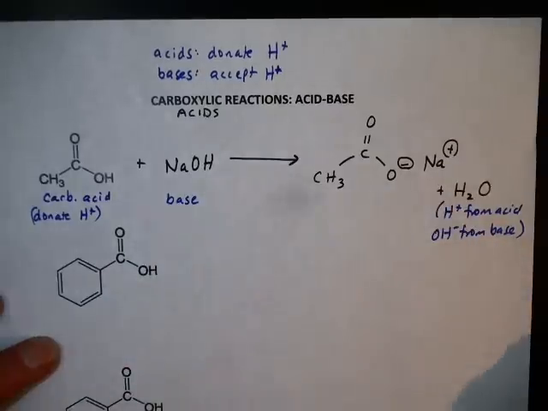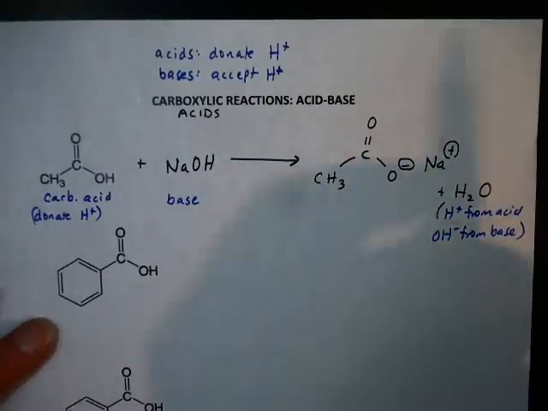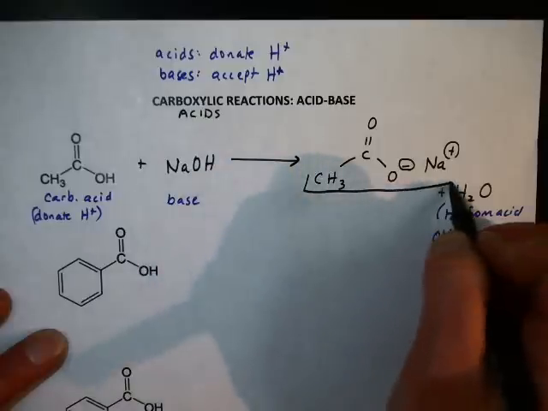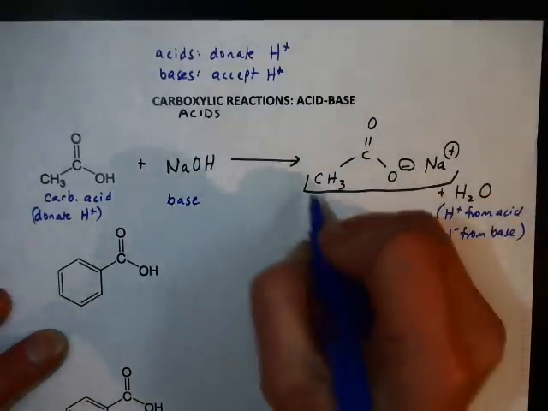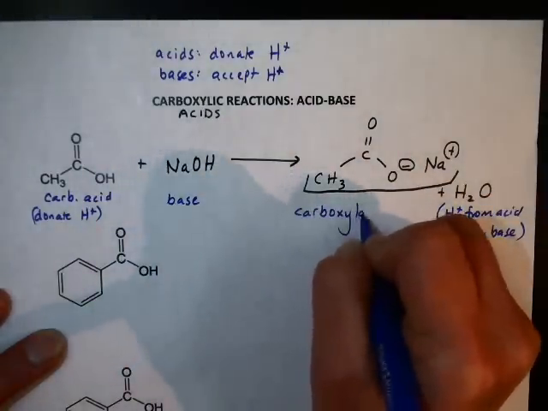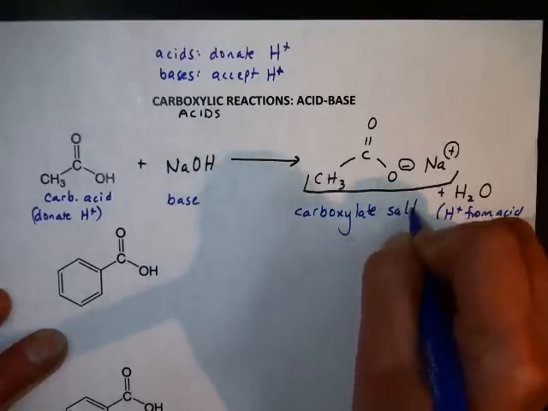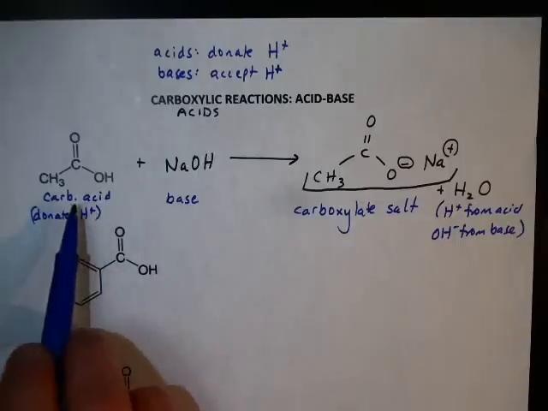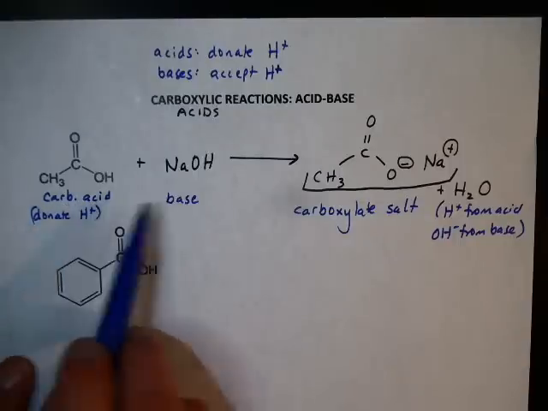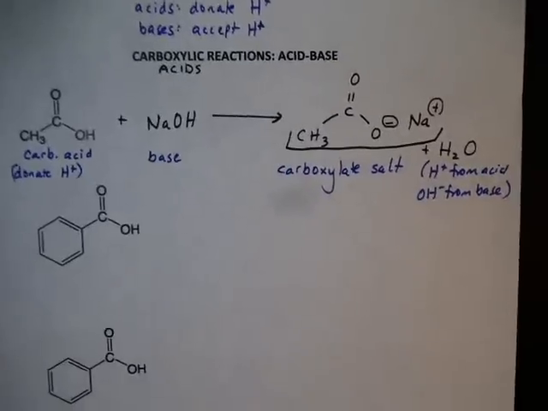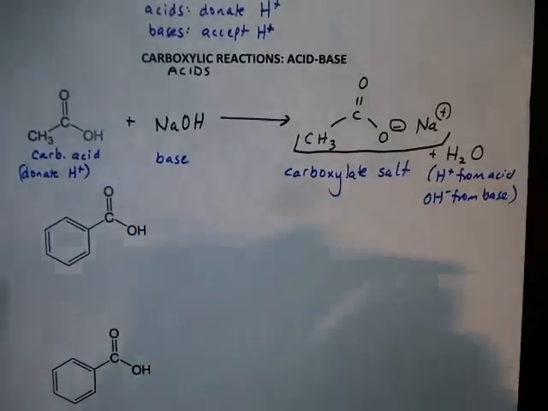This is the salt that we just made. This whole thing, I'll write it like this. That whole thing is the salt, and it's not just a generic salt. It came from a carboxylic acid. We're going to call it a carboxylate salt. Not just a random salt. If you got it by combining carboxylic acid with a base, we'll call that a carboxylate salt. If you can make sense of that, it's always the same.